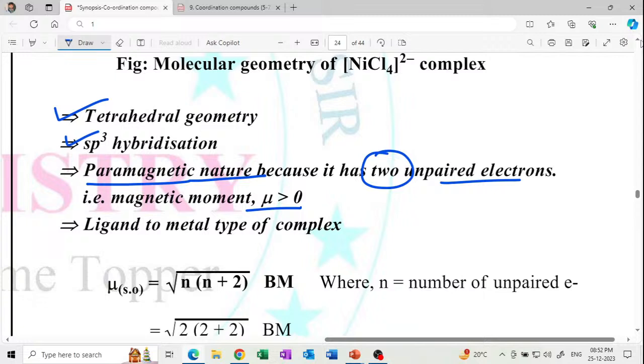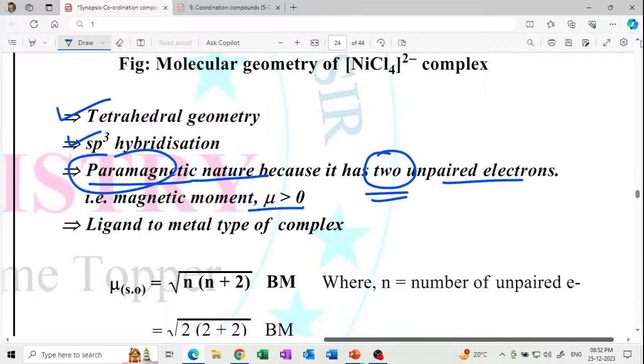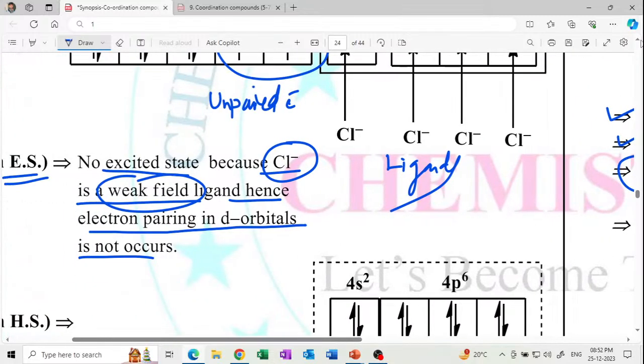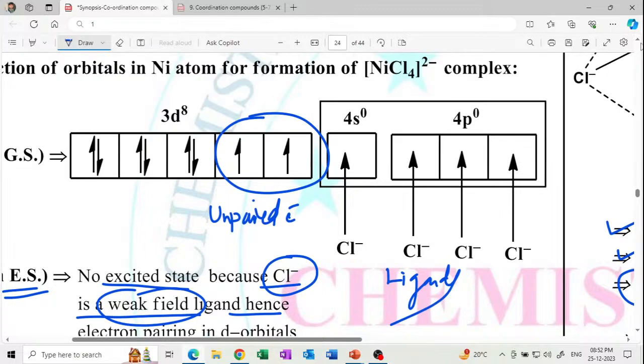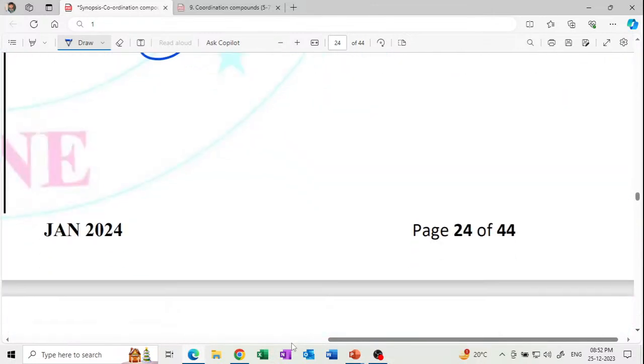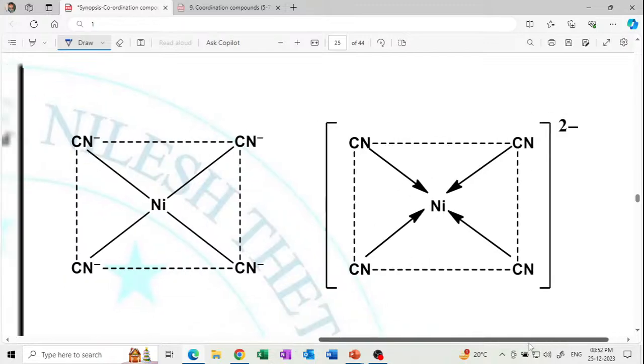For 2 unpaired electrons, the value is 2 point something. So it is paramagnetic, very important. This complex is paramagnetic because it contains 2 unpaired electrons. Clear? Then, Cl minus is a weak field ligand, so pairing does not take place before hybridization.